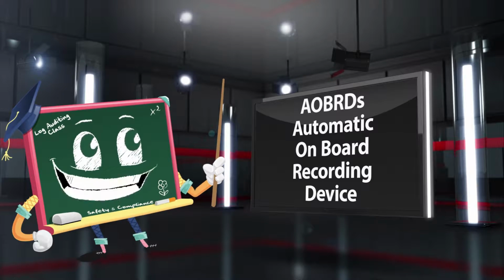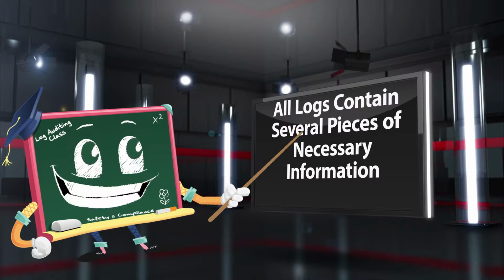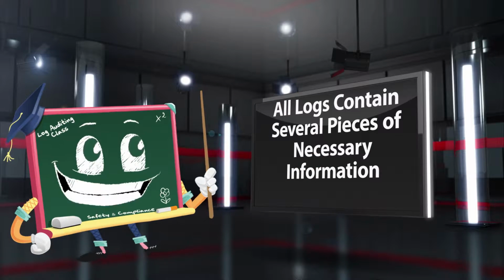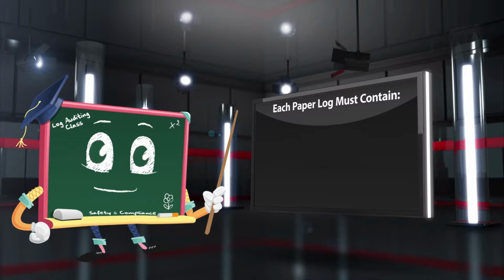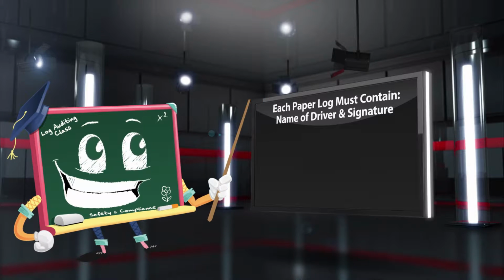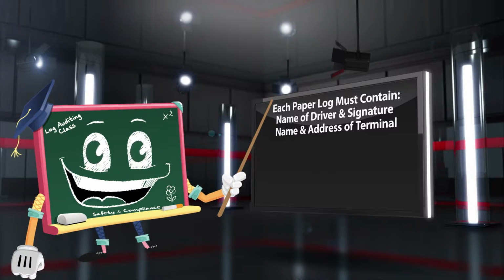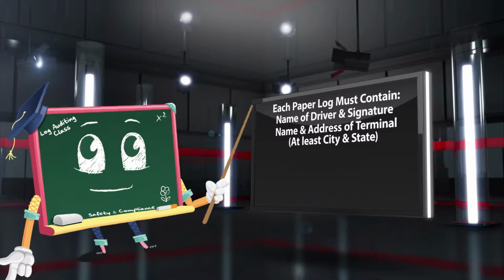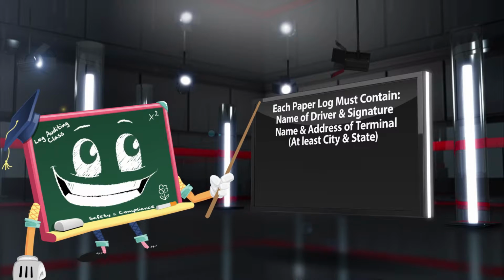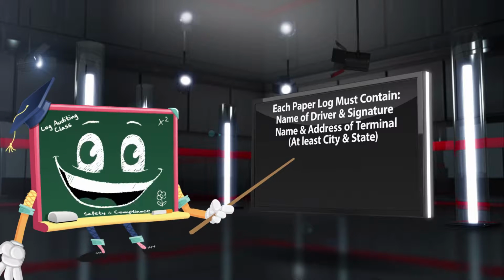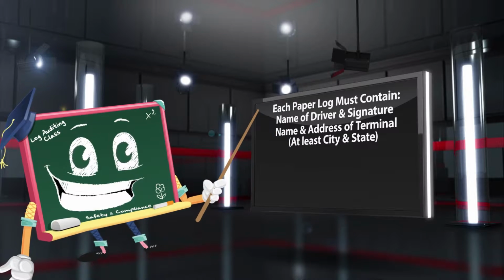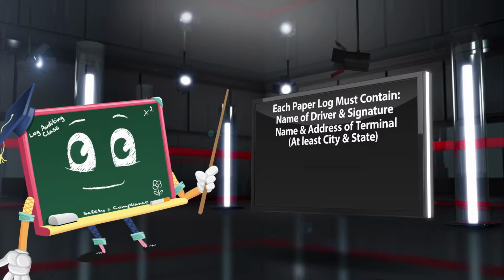All logs contain several necessary pieces of information. Each paper log needs to contain the following items: the name of the driver and their signature, the name and address of the terminal out of which the driver is operating, at least the city and state. It doesn't need to have the actual physical address, but it at least needs to have the city and state that the driver was operating out of.